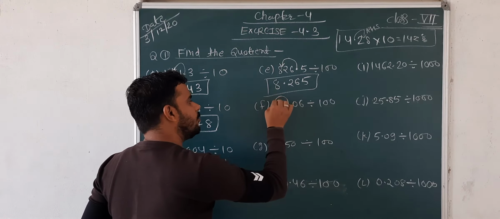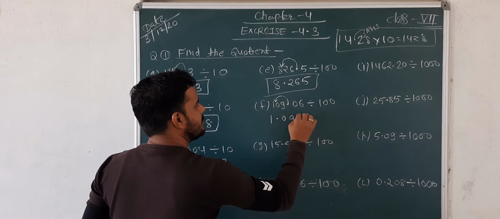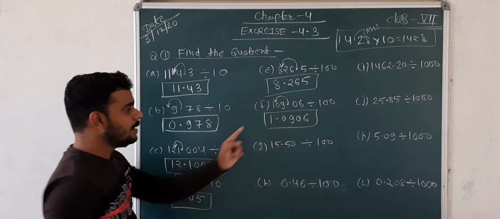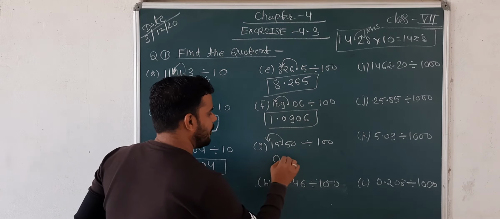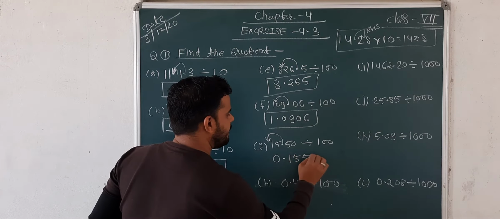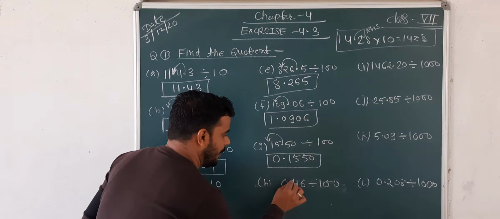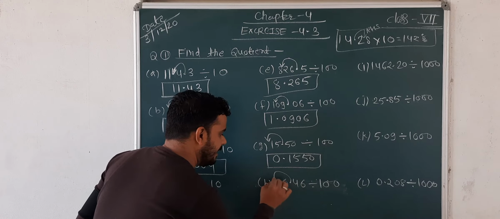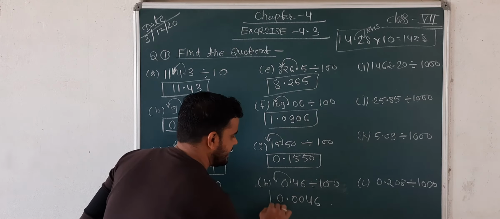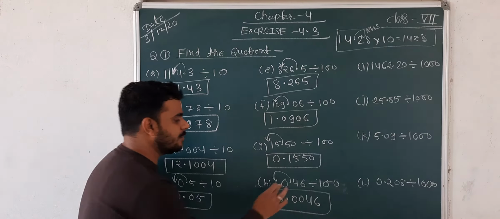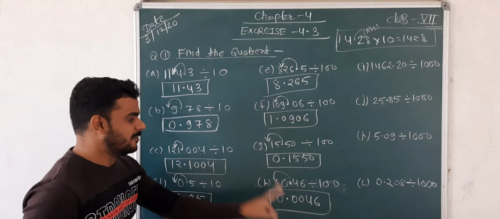The next is also 100, so the decimal moves two places to the left: 1.0906. Again two places: 0.1550. And the last, 100, so the decimal moves two places, so 1 is there and 1 here. Afterwards you just put 0.0046. Only one 0 is here, so we will put one more 0 after the point.